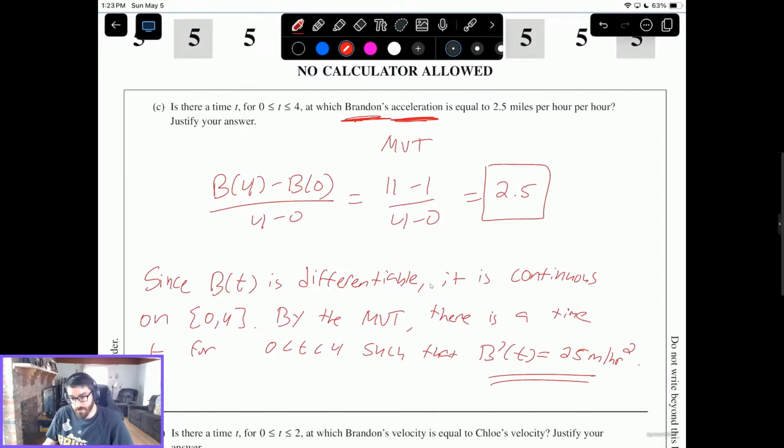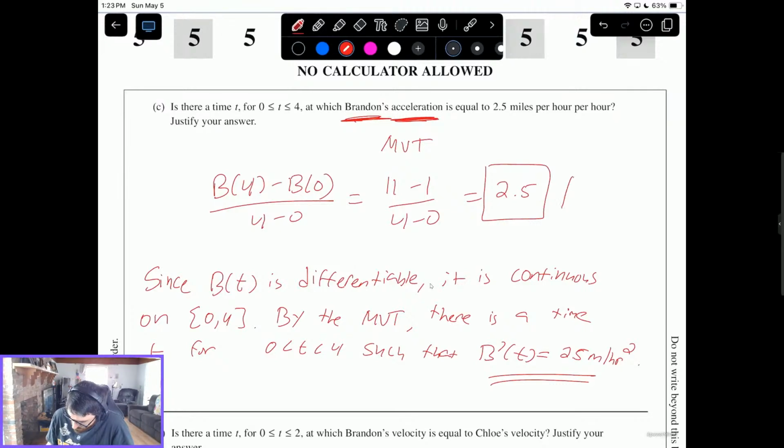Because the mean value theorem, which you do not need to define, do not write me a textbook. Do not say the mean value theorem guarantees when the average rate of change is equal to the instantaneous rate of change, and therefore b of 4 minus b of 0 over 4 minus 0 is equal to b prime of 2.5, or b prime of x equals 2.5. You don't need to say that. Your AP grader understands what the mean value theorem is.